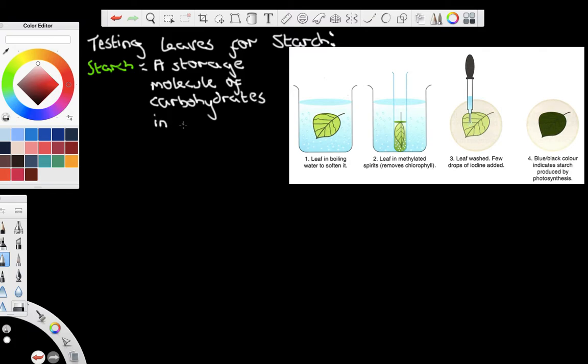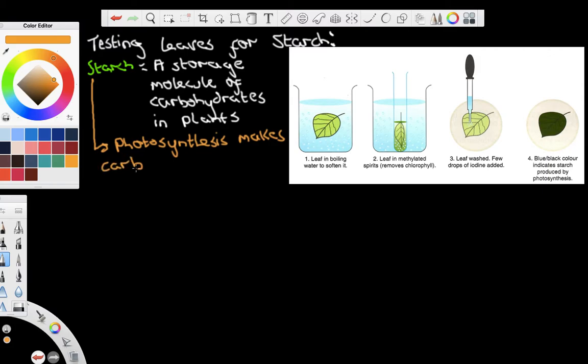In plants. Now, we said from our photosynthesis equation that carbohydrates are made in photosynthesis. Photo means light, synthesis means to make, using light to make carbohydrates or glucose. Glucose is then stored as starch. So we can add underneath here by saying that photosynthesis makes carbohydrates that are stored as starch.